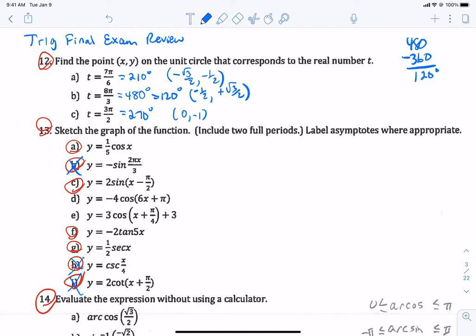Now for 13, I originally circled A, B, C, F, G, H, I, as you can see here. Please cross out B, H, and I. We're only going to do A, C, F, and G.